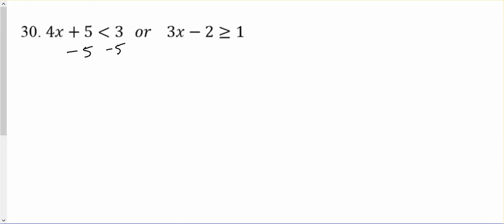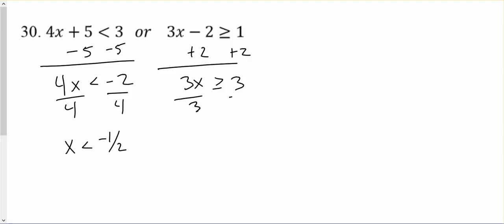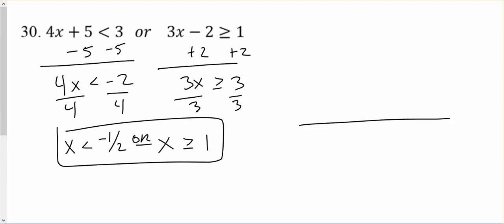Subtract 5, subtract 5. 4x less than -2. Divide by 4, divide by 4. That simplifies to -1/2. Add 2, add 2. 3x is greater than or equal to 3. Divide by 3, divide by 3. X is greater than or equal to 1. Bring down our OR. Our numbers are -1/2 and +1.